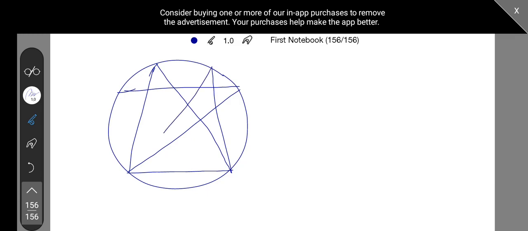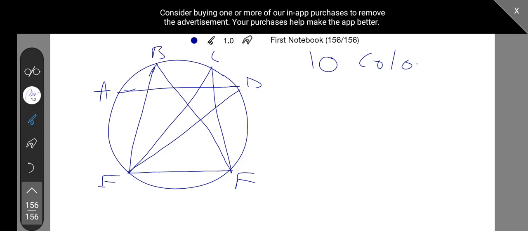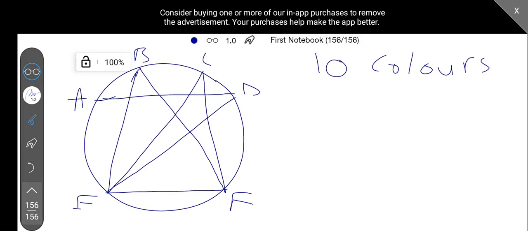They complicate the diagram. So suppose we're given something like this, and let's say here it's A, here is B, C, D, E, F. So what you can do is go to the exam room with 10 different colors. With those 10 colors, mark equal angles with separate colors. For example, let's zoom this in.